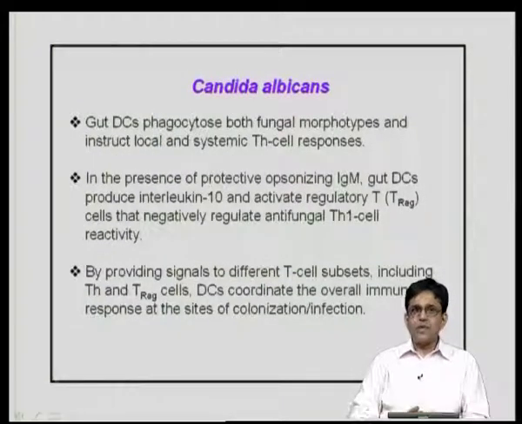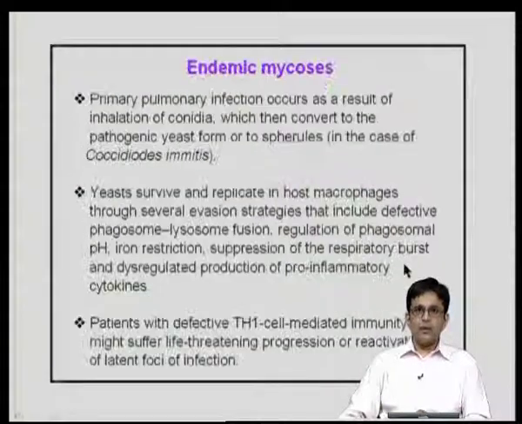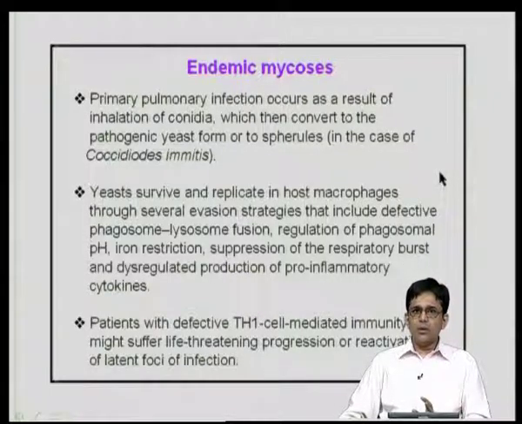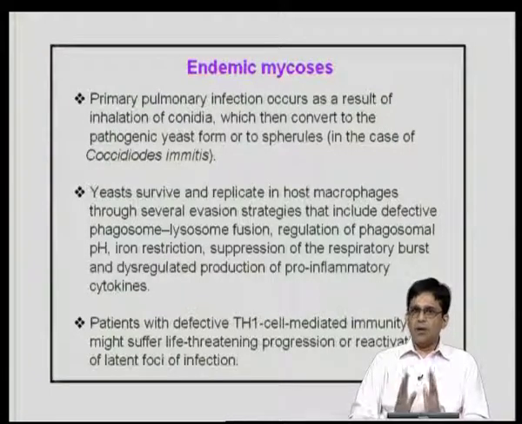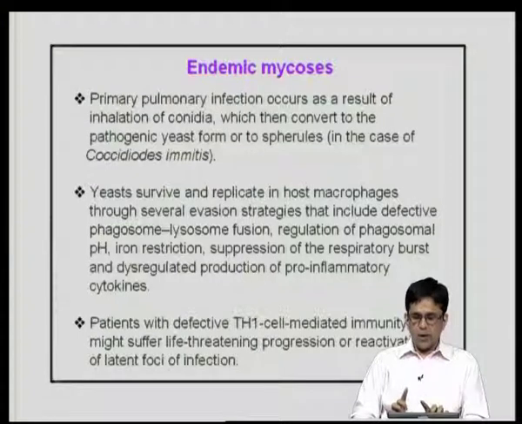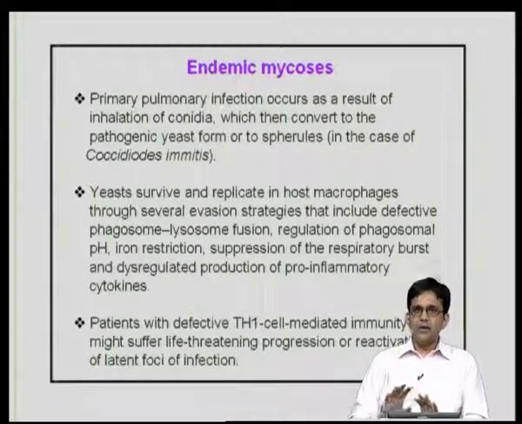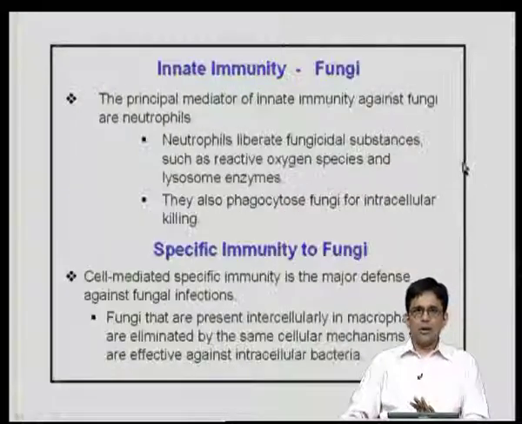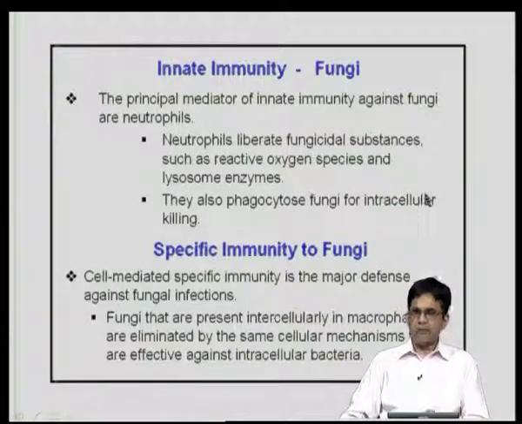Now, in terms of the responses that are seen, again you have opsonizing IgM responses, you have the gut dendritic cells, and you have T cells that play an important role with the cytokines that they produce. One of the important ways by which this happens is that you generate a good response using your neutrophils and macrophages, and a good T cell response primarily using your Th1, Th2 responses. So, neutrophils, as I said, play an important role.